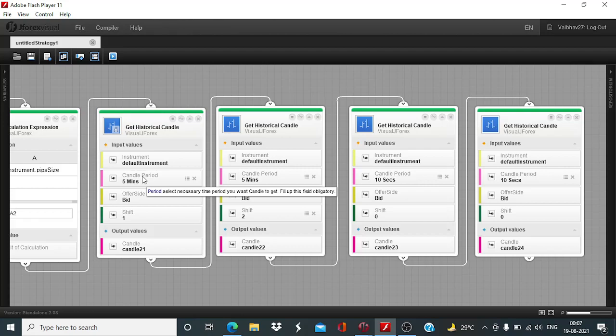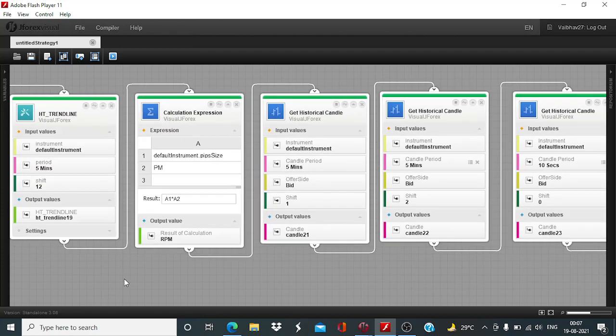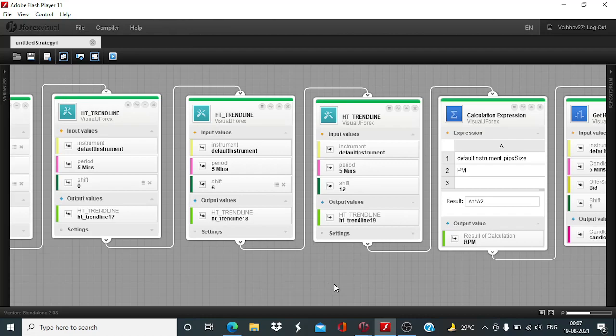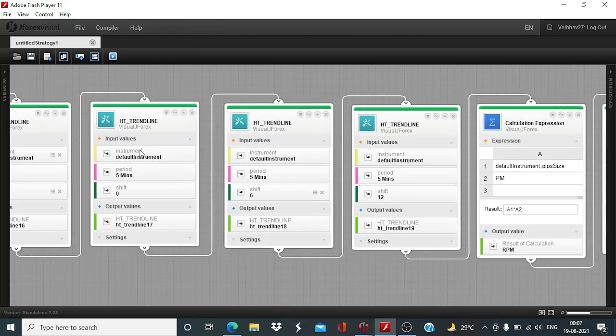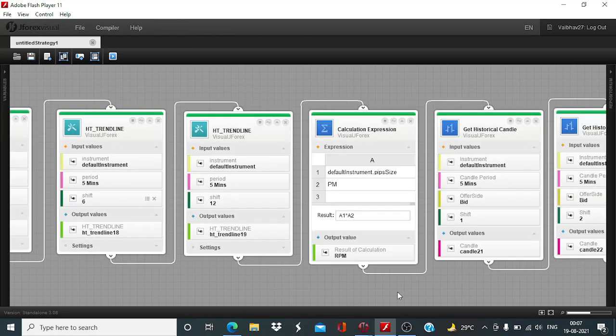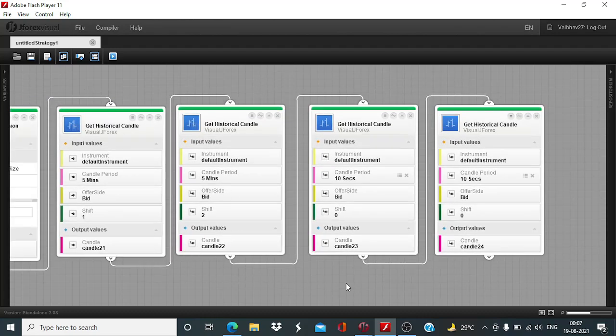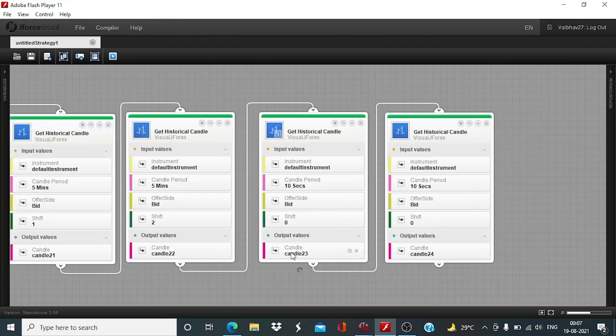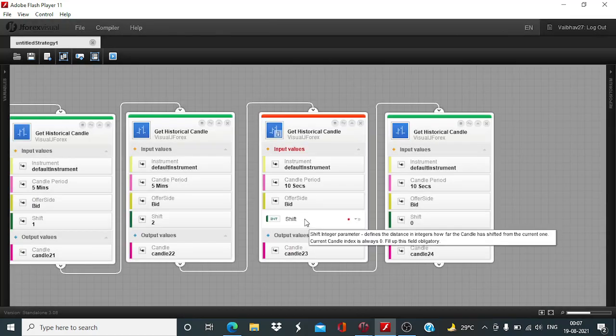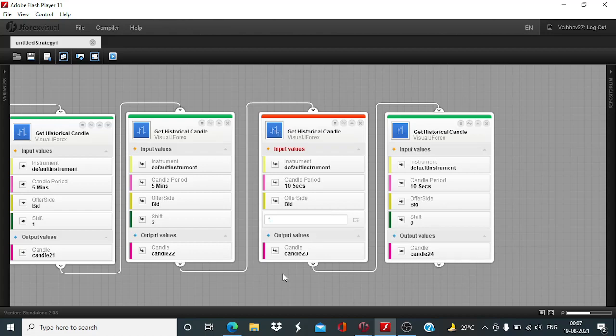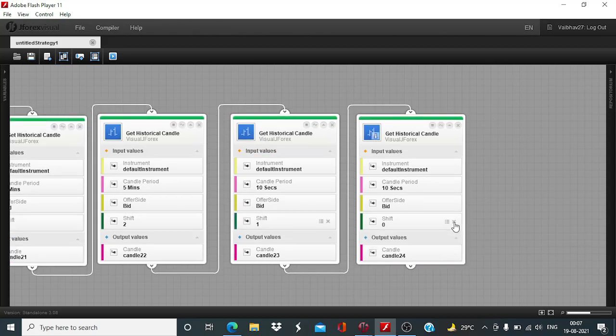These two 5-minute blocks are going to be very important, as we are going to compare the candle closing values with the output value of the 5-minute HT trend line block. And provided all the conditions have been satisfied, we will look to initiate the trade whenever the price starts to rise above the last 5-minute candle close. So for that, we are going to take the help of 10-second blocks of shift value 1 and 2 respectively.